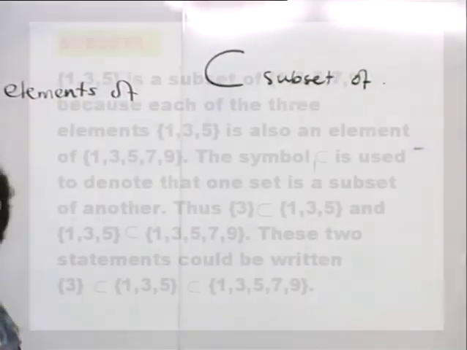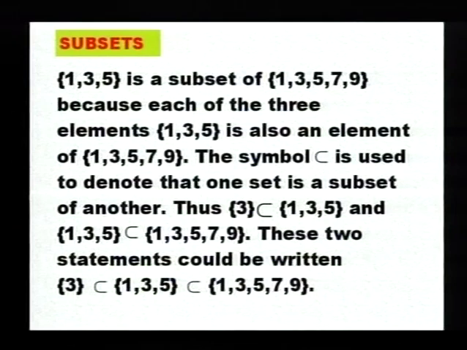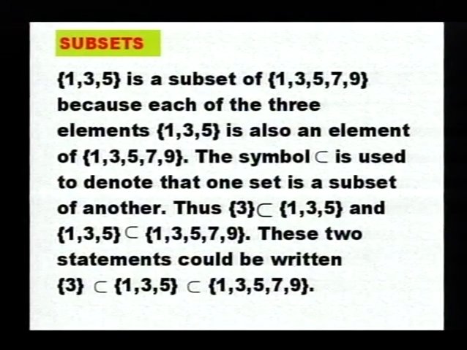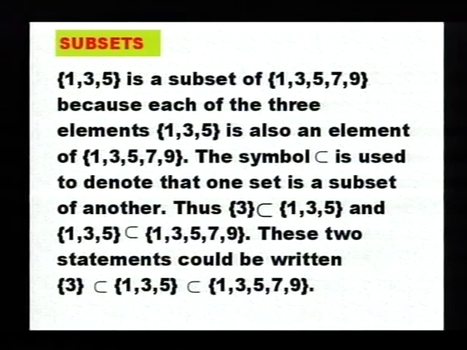Okay, then it goes on to say that the symbol is used to denote that one set is a subset of another. Thus, {3} is a subset of {1, 3, 5}, and {1, 3, 5} is a subset of {1, 3, 5, 7, 9}. Is that clear? Good. These two statements could be written this way.